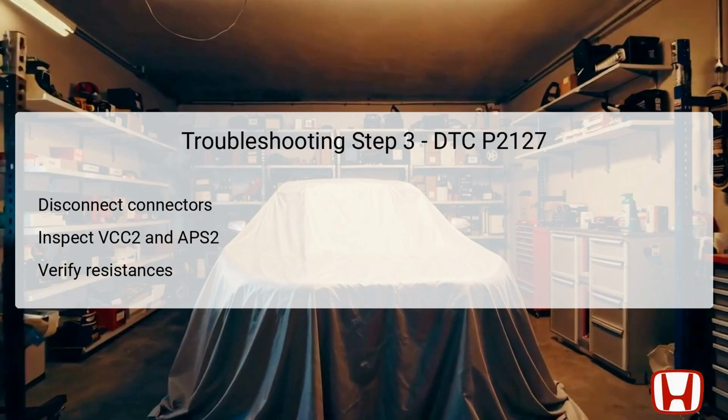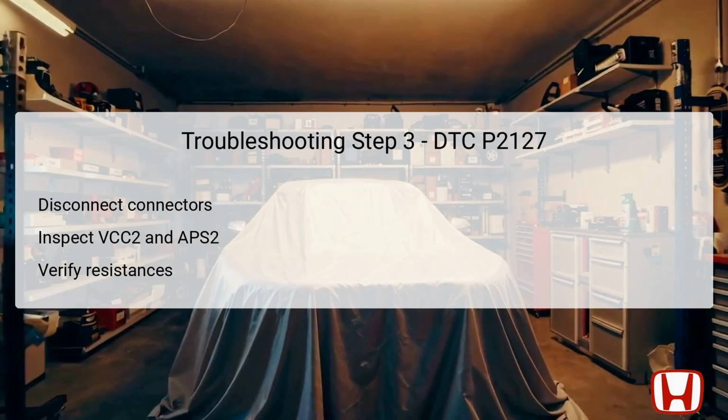Begin by safely disconnecting both the APP sensor connector and the PCM connector to prevent any electrical faults during inspection. It's vital to perform circuit inspections in this order to ensure safety and accuracy. Measure the resistance of the VCC2 circuit, verifying that it is less than 1 ohm when the vehicle is off.